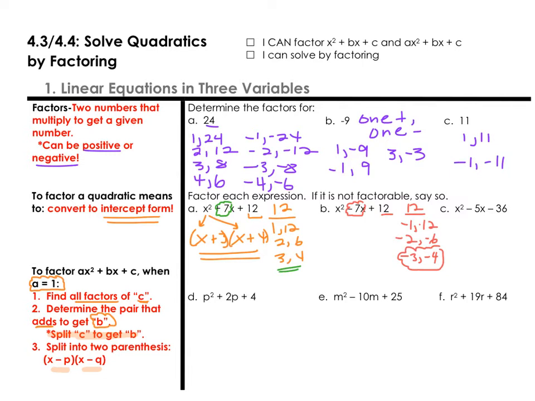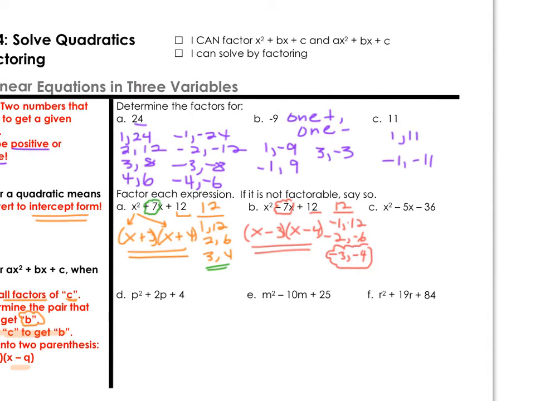Again, once you find your pair, we create our 2 parentheses in intercept form, split the x squared into x times x, and then we do -3 and -4. And this would be the factored form for x squared minus 7x plus 12.